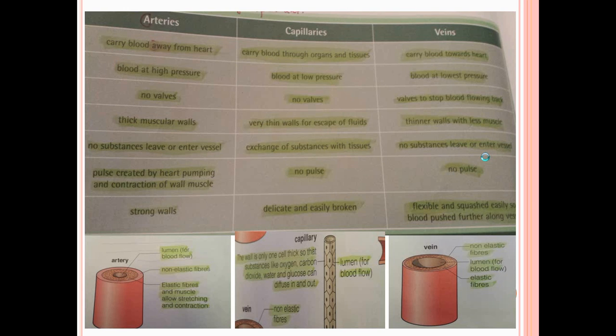Blood in the veins is at the lowest pressure because it's the last stage, and there are valves present to stop blood flowing back. There are thinner walls with less muscle, so that they are flexible and squashed easily, which helps the blood move towards the heart. There is no pulse because, again, it's at the lowest pressure. So these are the pictures of an artery, capillary, and vein.